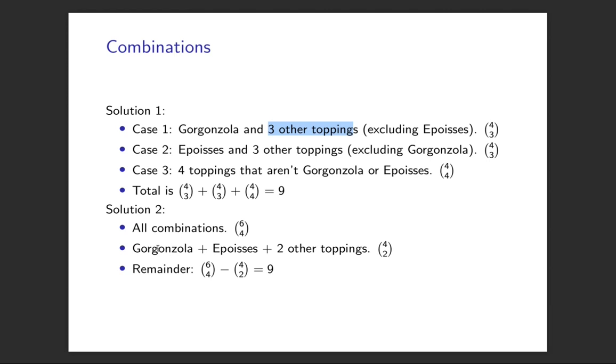So we know that Gorgonzola and Epoise, the 2 cheeses together, plus 2 other toppings is the set that aren't allowed. Now remember, we've got 6 toppings, we take the 2 cheeses so that means there's 4 toppings left, and we're going to choose 2 from that 4, so it's 4 choose 2. So there's 4 choose 2 different ways of choosing banned toppings. So then we take the total number, 6 choose 4, subtract off the banned ones, and we get 9.